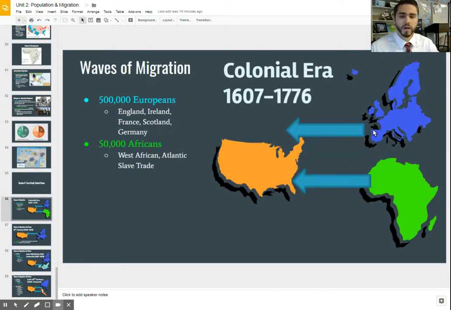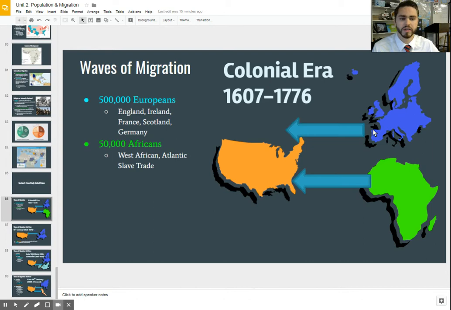All right, so the way that historians typically look at immigration in the United States is they look at it in several waves. Similar to your migration groups that you're studying, the United States had waves of migration, a period of time where there was a large influx of people. And so we break that down into different time periods. The first time period we're going to talk about is the Colonial Era, or the first wave of migration.